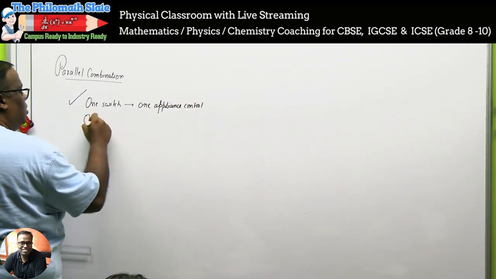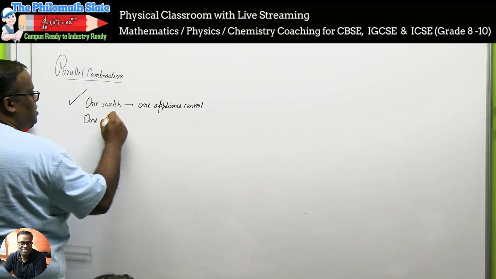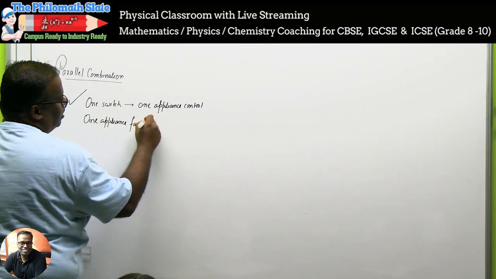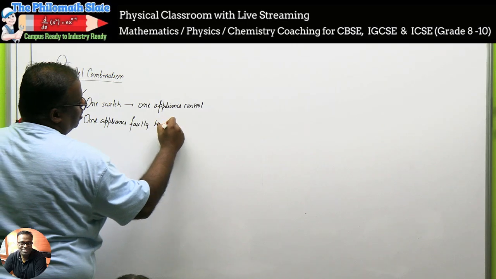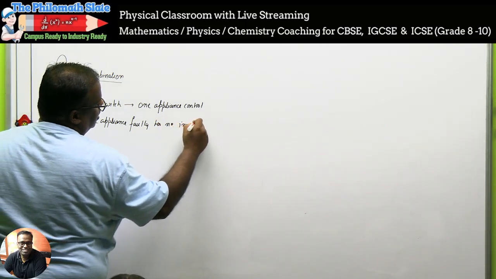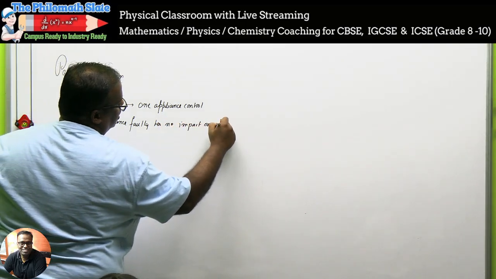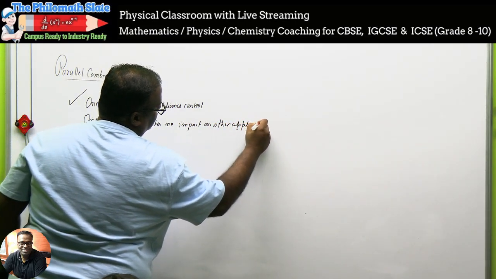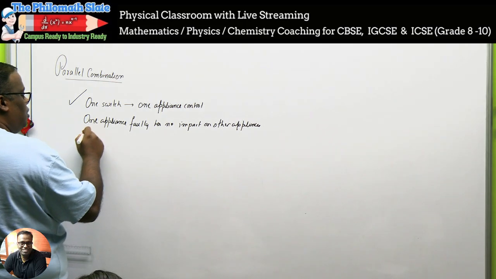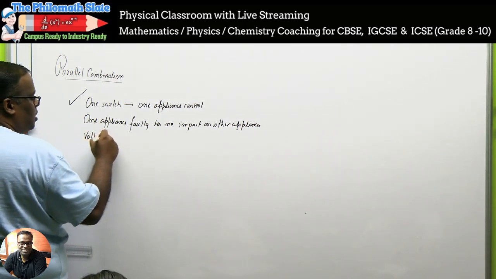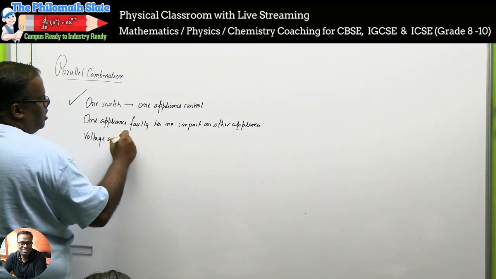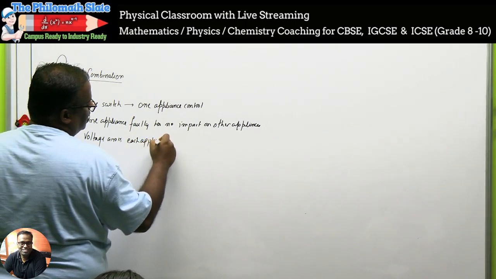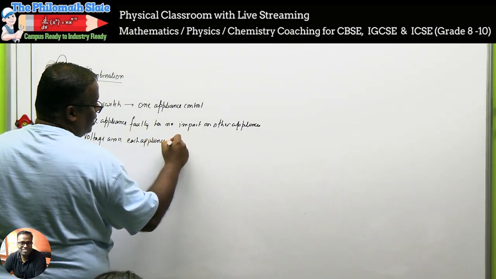Then one appliance faulty has no impact on other appliances. ठीक है. थर्ड क्या हो गया? थर्ड है voltage across each appliance is same.